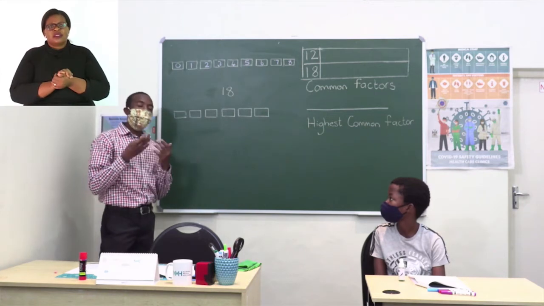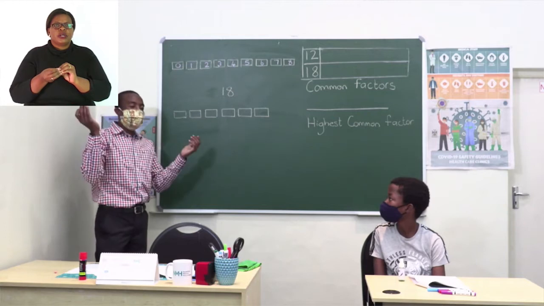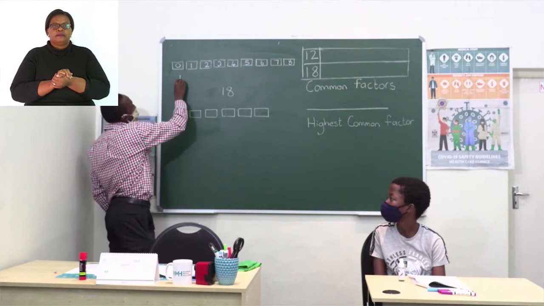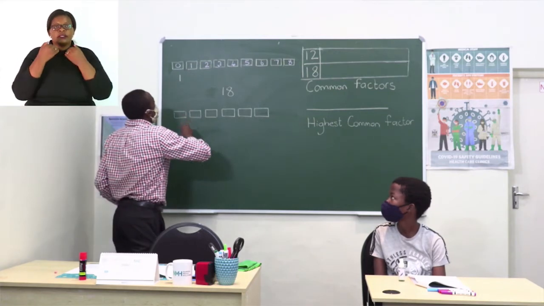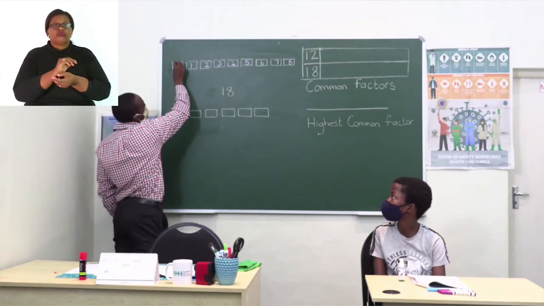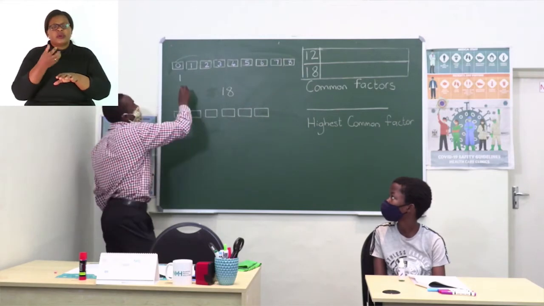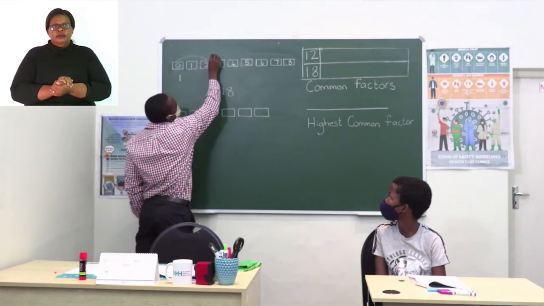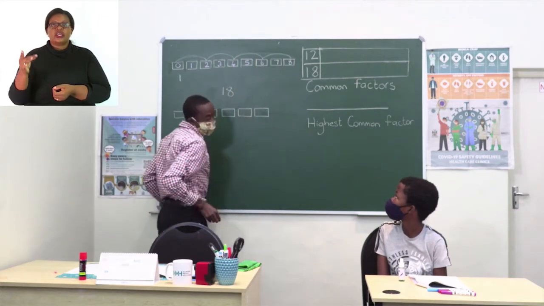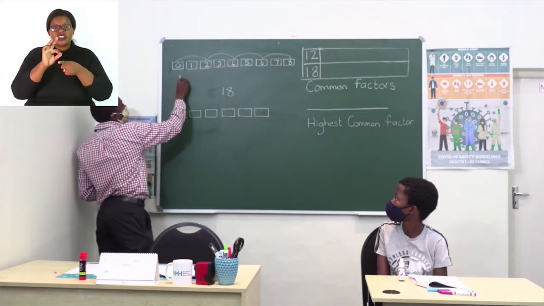Now 1 goes into any number, all right? So 1 is a factor of any number, be it 100, 24, whatsoever. So 1 is a factor of 8. Let's look at 2. We will make jumps of 2, okay? So 2, 4, 6, and 8. So what do you notice? 2 is a factor of 8.